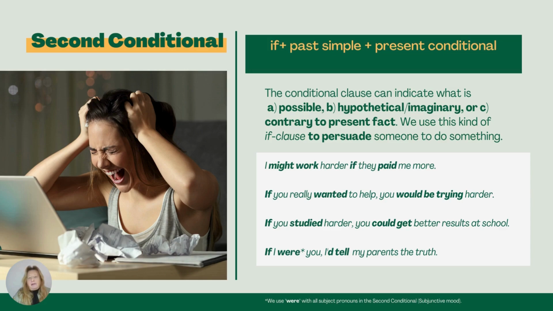If you really wanted to help, you would be trying harder. If you studied harder, you could get better results at school. If I were you, this is a subjunctive, so-called, I would tell my parents the truth. So let's examine these examples.